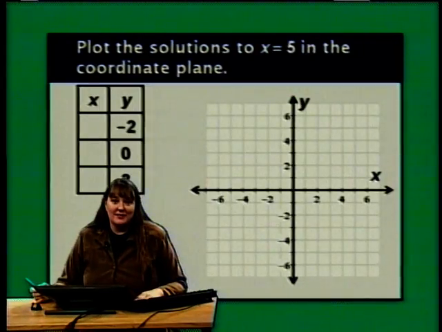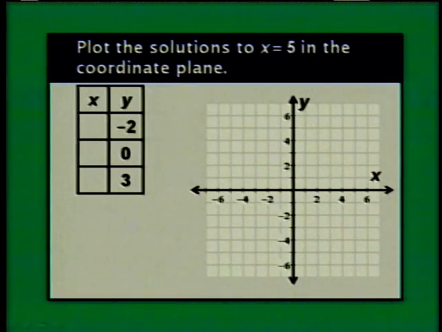I want to extend this to 2 dimensions. Here I'm asked to plot the solutions to x equals 5 in the coordinate plane. So I'm talking in 2 variables, 2 dimensions, x and y. Notice that on both of these problems, if all I had said was plot x equals 5, you might be confused. Are we talking about a point on the number line, or are we talking about something in 2 dimensions? So you need to know the context of a question like this. In this case, we've made it clear by saying plot the solutions to x equals 5 in the coordinate plane.